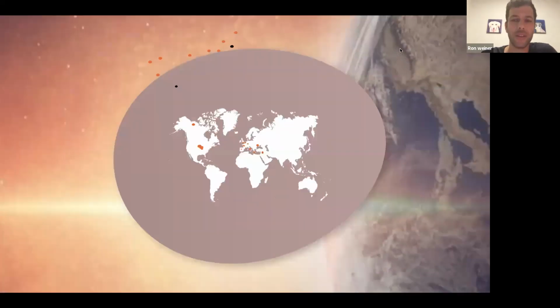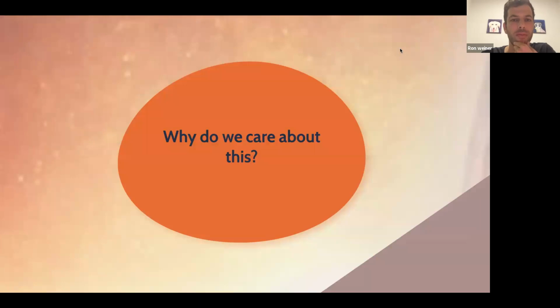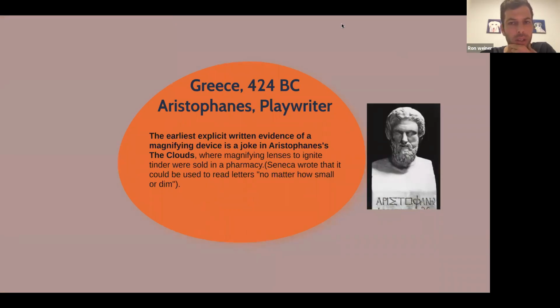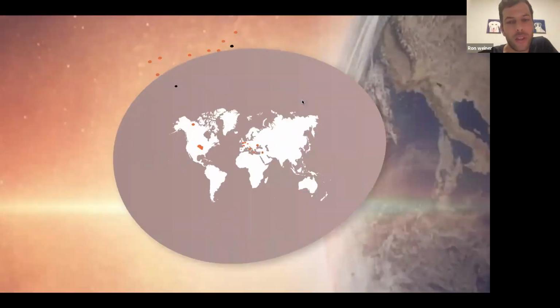You can see that this is something archaeological that was found, but if we continue the story, in the year 424 BC it was written, the first written testimonial that somebody spoke about this. The earliest explicit written evidence of a magnifying device is a joke in Aristophanes' The Clouds, where it was said that it could be used to read letters no matter how small or dim. So it was written as a joke, but the idea was later on, of course, discovered and developed.